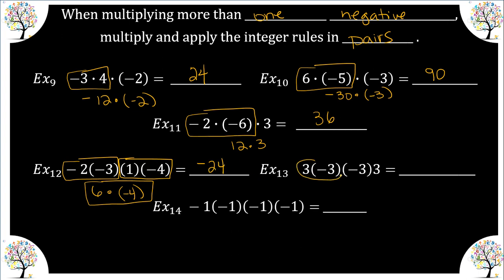For 13, I'm going to have the first two as a pair and the last two numbers as a pair. 3 times negative 3, they're different. That's negative 9 times negative 9. Now we have a positive answer because this negative cancels this negative to give us a positive 81.